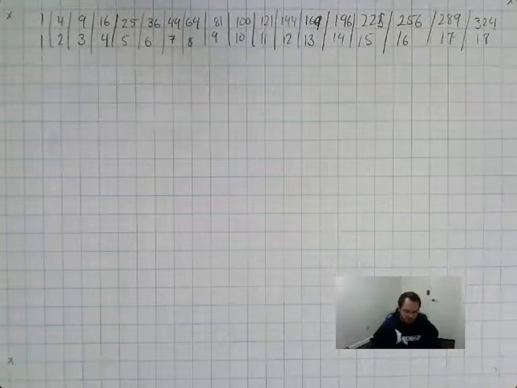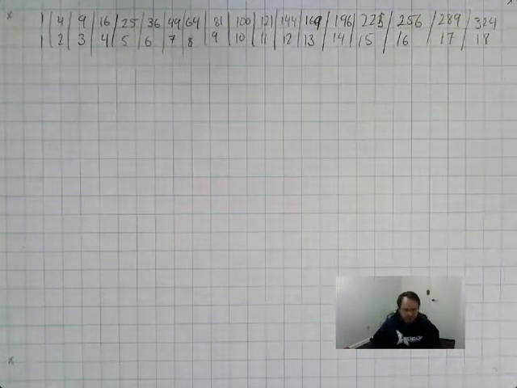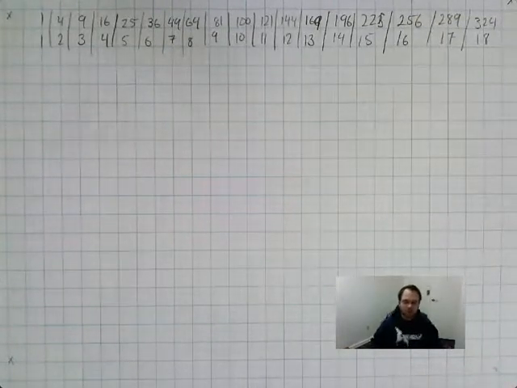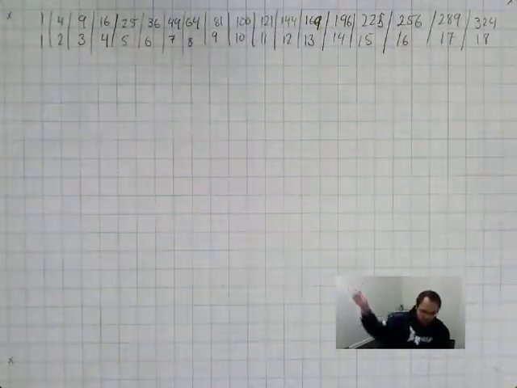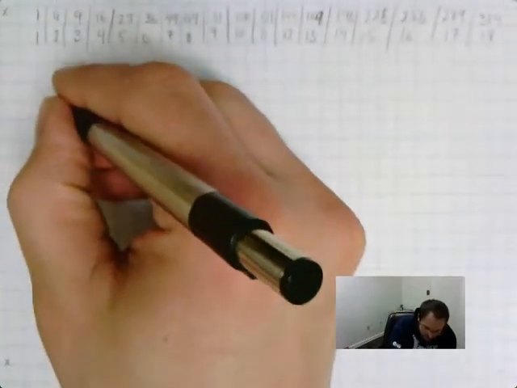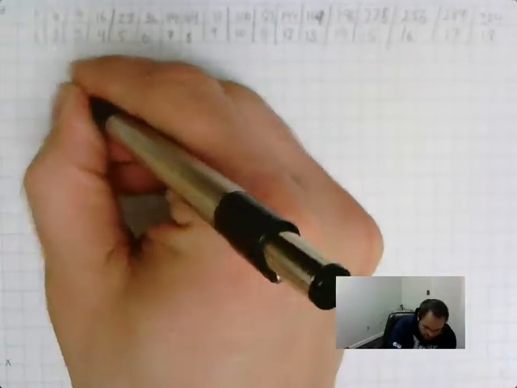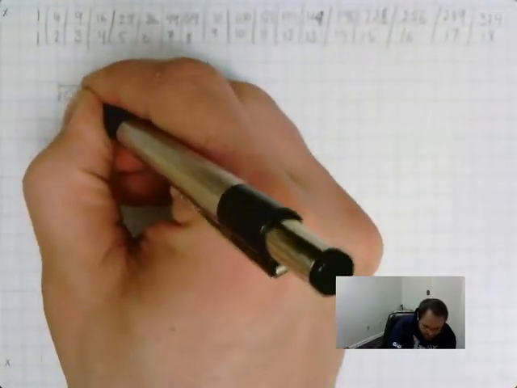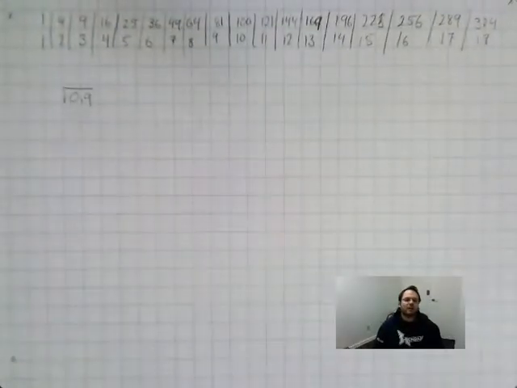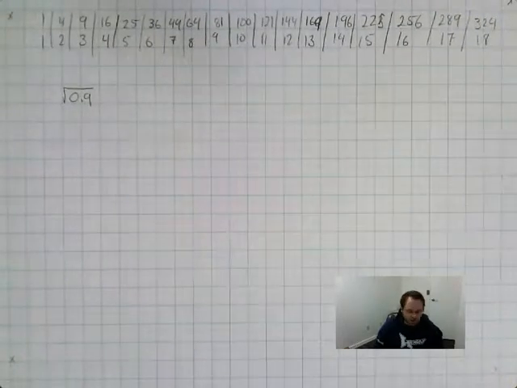So now we're going to look at a number with only one decimal place, and a very tricky number. So let's try this one here. Let's say I want the square root of 0.9. So we're looking right here at the square root of 0.9.